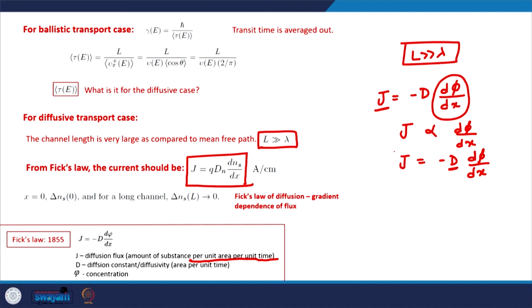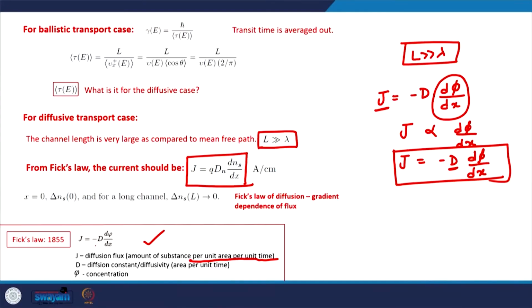And this was actually given for a 3D system, but here we have a concentration gradient in one dimension. The unit of J is the amount of substance per unit area per unit time. The unit of D is area per unit time, and phi is essentially the concentration of the substance.